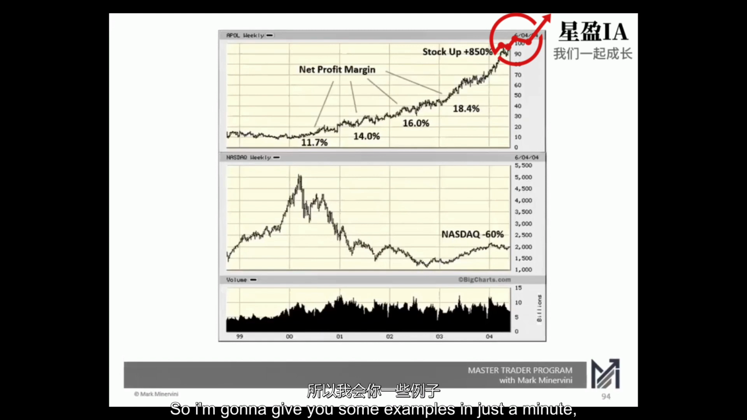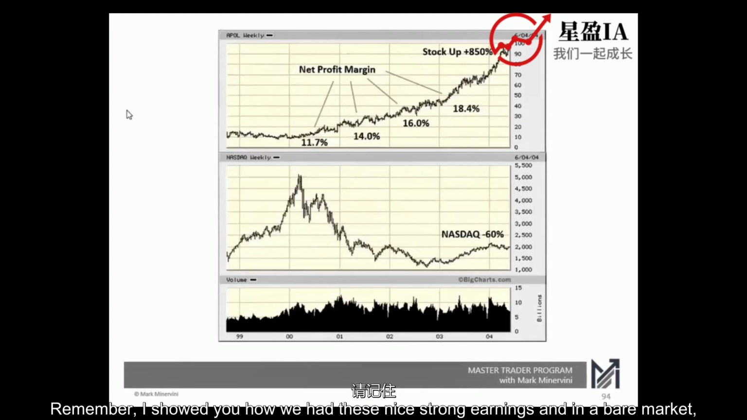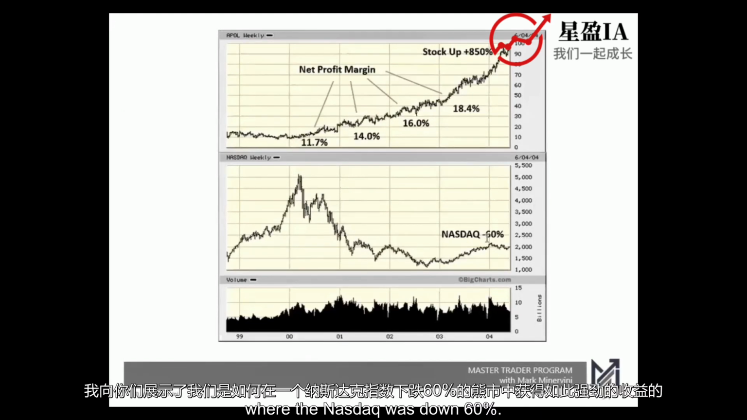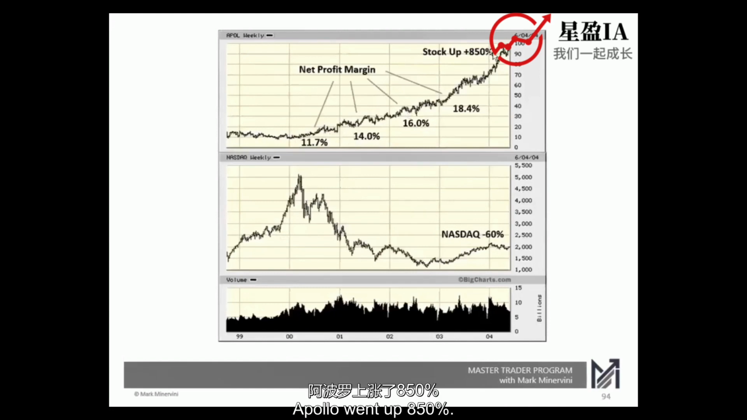So, and I'm going to give you some examples in just a minute, but just let me show you a few stocks here and show you how profit margins also drive the stock price. Taking a look at Apollo. Remember, I showed you how we had these nice strong earnings, and in a bear market where the Nasdaq was down 60%, Apollo went up 850% during that same time. During that same period, the Nasdaq dropped 60%. I mean, that is outperformance at its best.